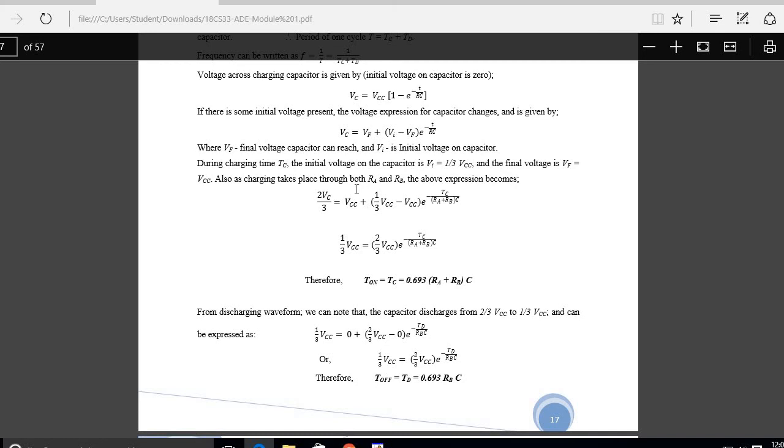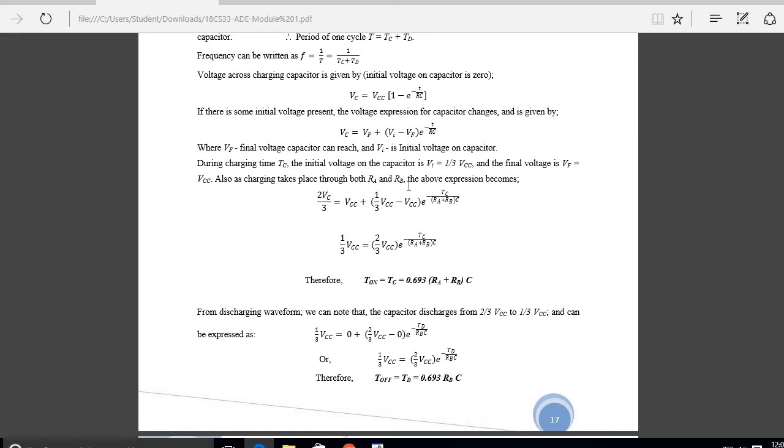Also, charging takes place through both RA and RB. We know that because across the capacitor we are connecting both resistors, RA and RB. For that reason the capacitor always charges, and it discharges or charges through these resistors only, RA and RB. So the above expression becomes 2 VCC by 3 is equal to VCC into the exponential term, plus 1 by 3 VCC.